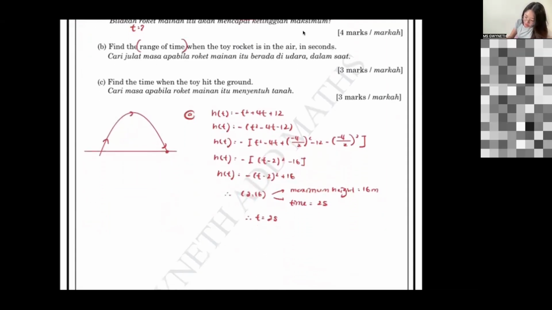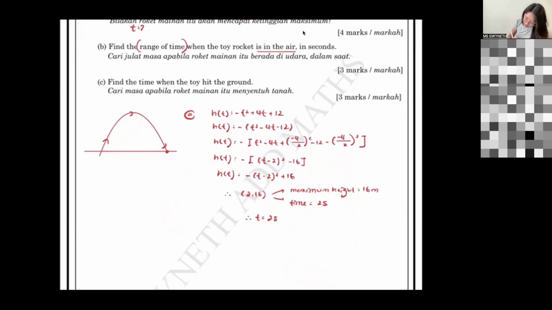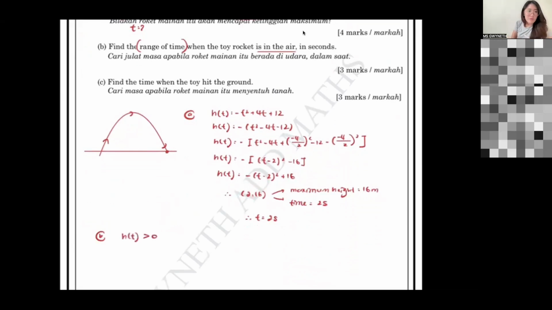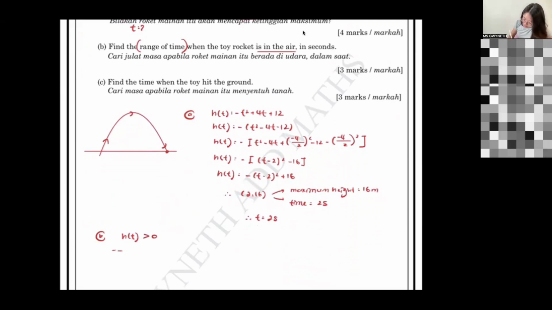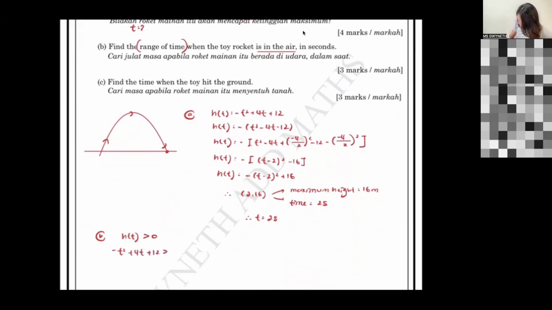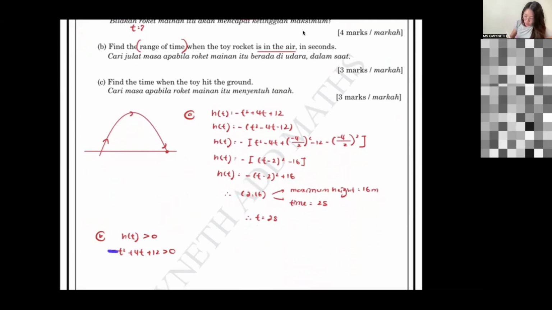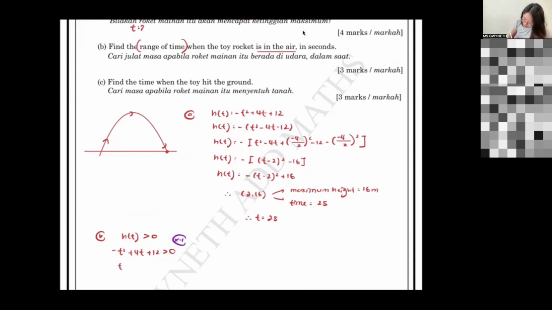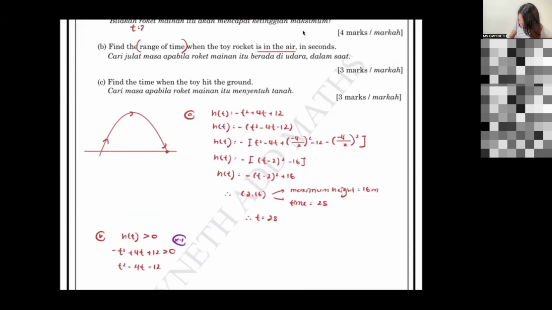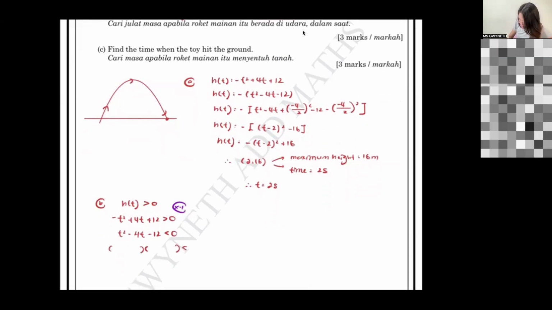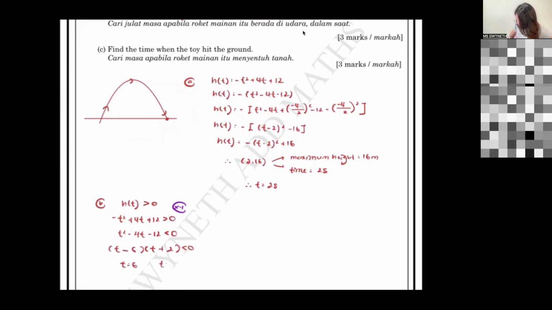Okay, next one. Range of time when the toy rocket is in the air. Meaning in the air, it is on top of the ground, meaning height greater than 0. So negative t squared plus 4t plus 12 greater than 0. But before we do factorization, we don't want a negative over here. So multiply or divide the whole thing by negative 1. So this will be t squared minus 4t minus 12 lesser than 0. It becomes lesser, you flip the sign. Factorize: (t minus 6)(t plus 2). t equals 6, t equals negative 2.